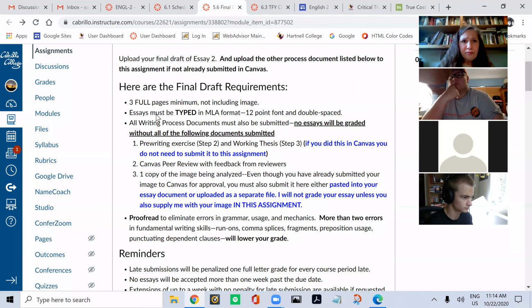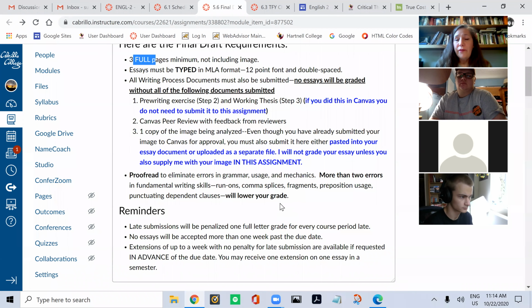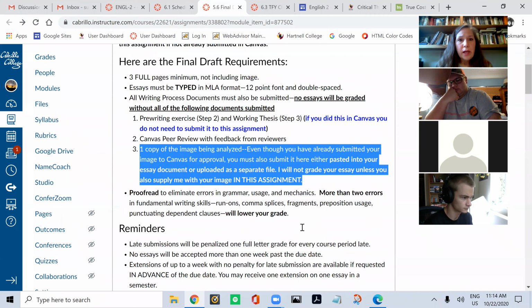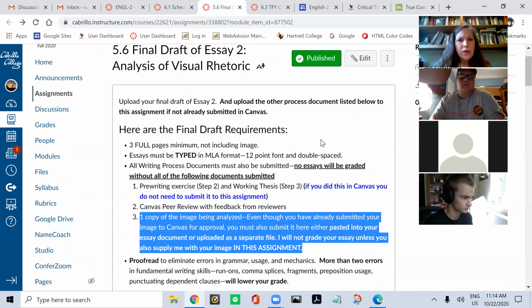Three full pages all the way to the bottom of the page. That's the minimum. If it's less than that, I won't even read it. I'll just write you a comment saying, add some to this and give it to me in three full pages. Give it to me again. All right, this is one copy of the image being analyzed. So pretty straightforward, I hope.